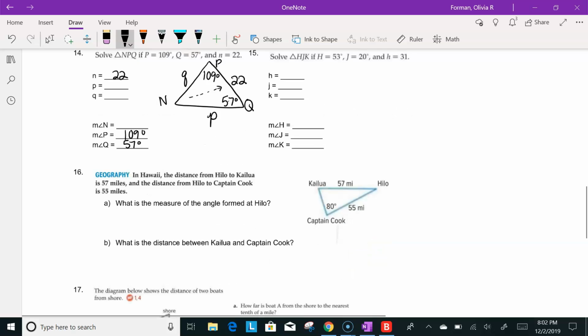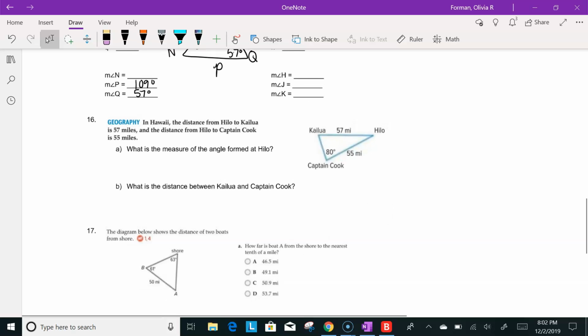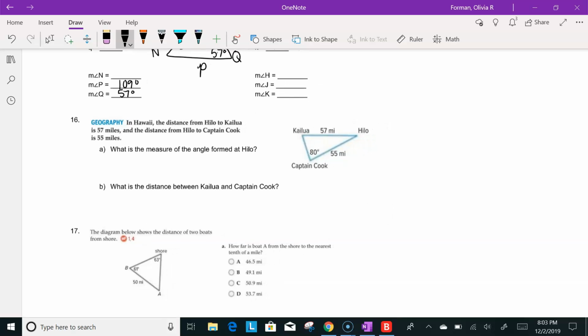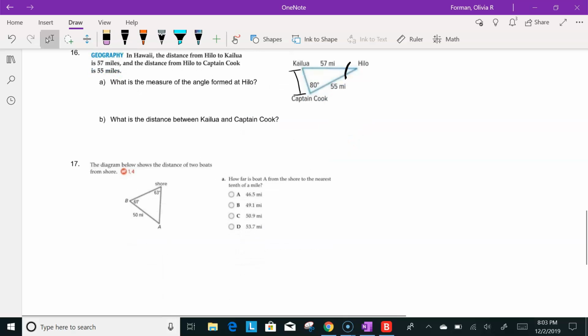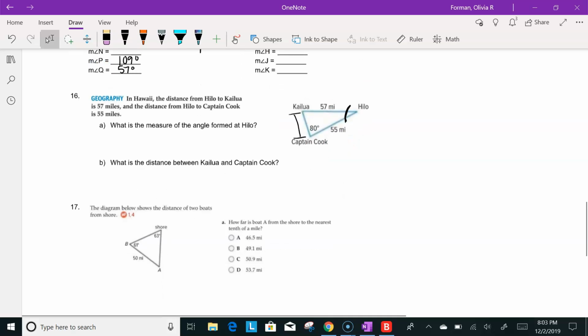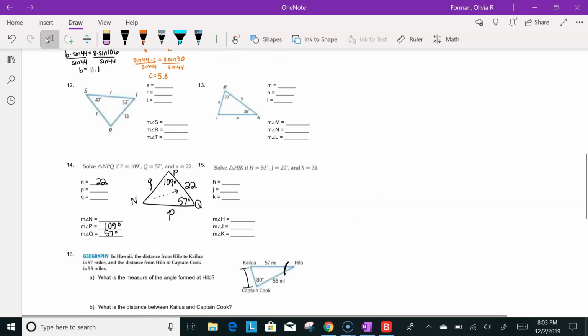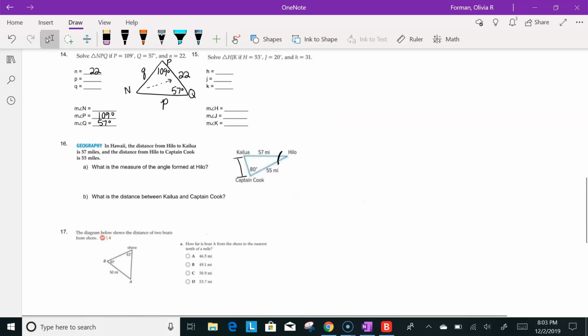The last one, it's just a simple little word problem. It's pretty much the same thing. It wants you to find this angle right here, and then it wants you to find the distance right here. So it's basically like you're solving a triangle. You will have to use the law of sines to solve for a side and an angle. Okay, so just do your best on that one. And then number 17, it's sort of the same. Do your best, work through it with what we've been doing in this lesson.